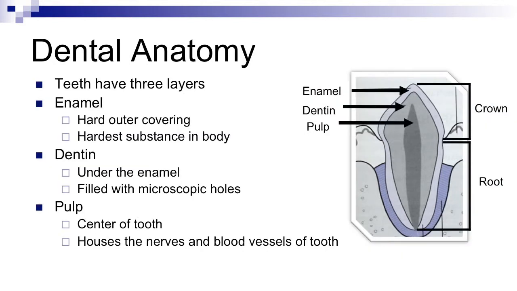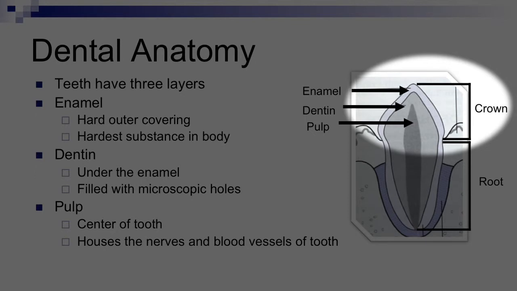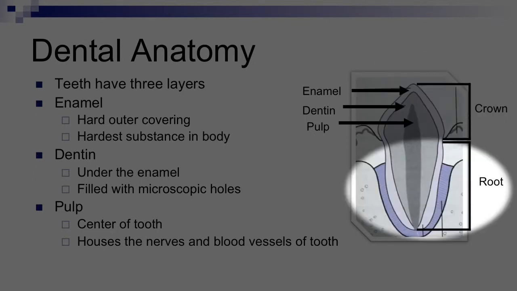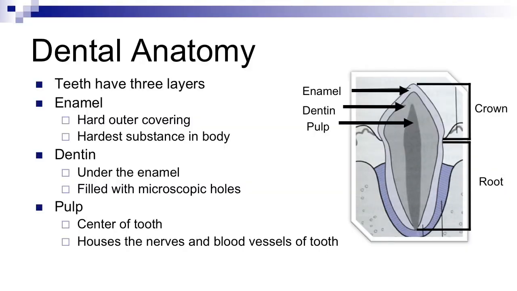Now we're going to start breaking down the tooth itself. The tooth is divided into 2 parts. The first part is the crown, everything that exists above the gum line, the part that you can see. And then you have the root, which is what's below the gum line. The tooth itself is divided into 3 layers of tissue. You have the enamel, the hard outer covering, very smooth, very hard, actually the hardest substance in the body, but very brittle, easy to chip, easy to crack.